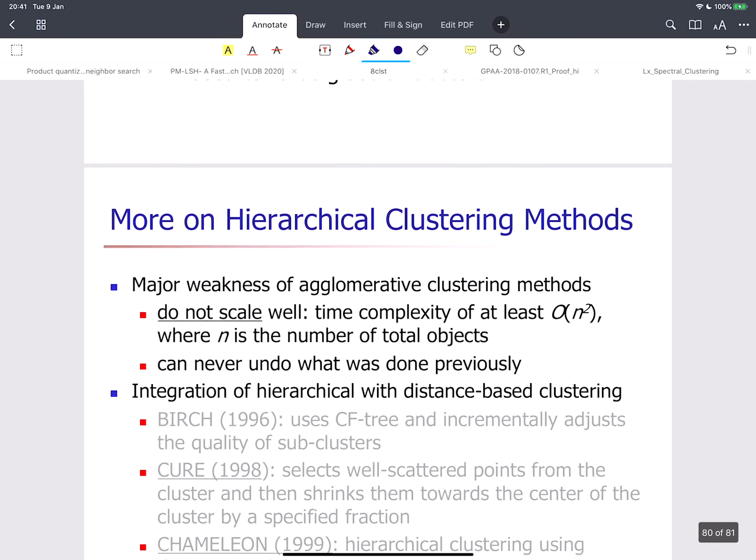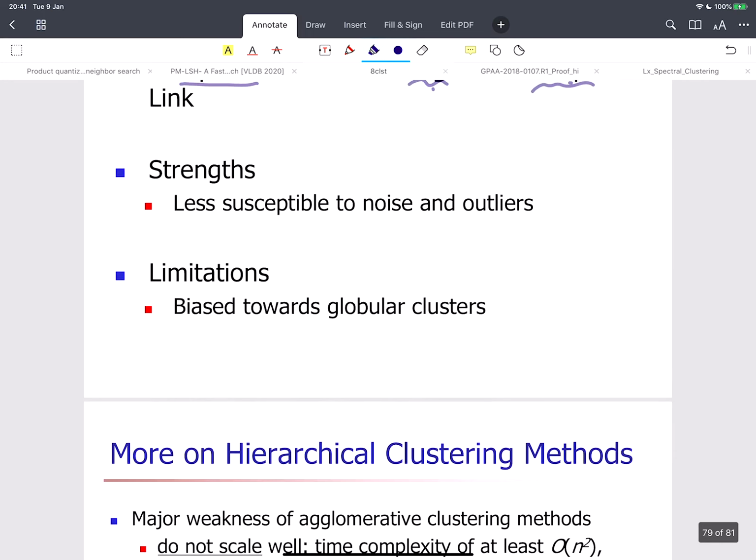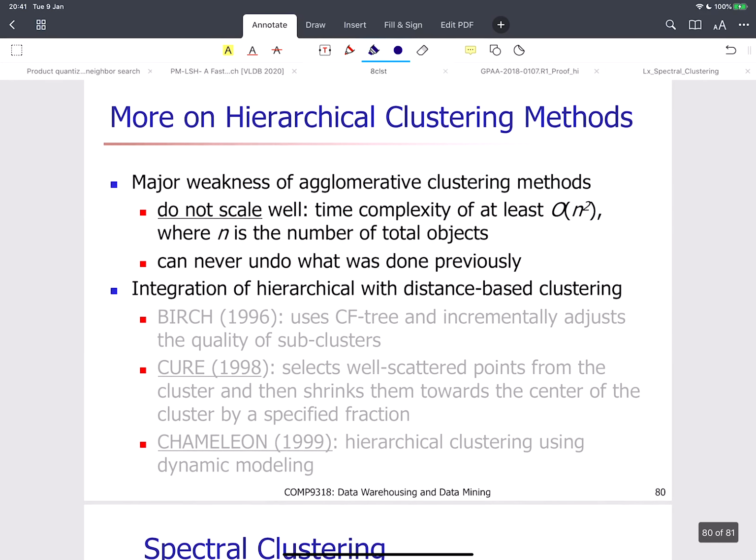So let's have a quick look at the summary of the hierarchical clustering algorithm. All the hierarchical clustering algorithms do not scale very well. The time complexity is at least n squared. The single link and complete link are n squared. For the group average, if you know how to do the clever algorithm, it's also n squared. If you don't know, then it's n cubed.